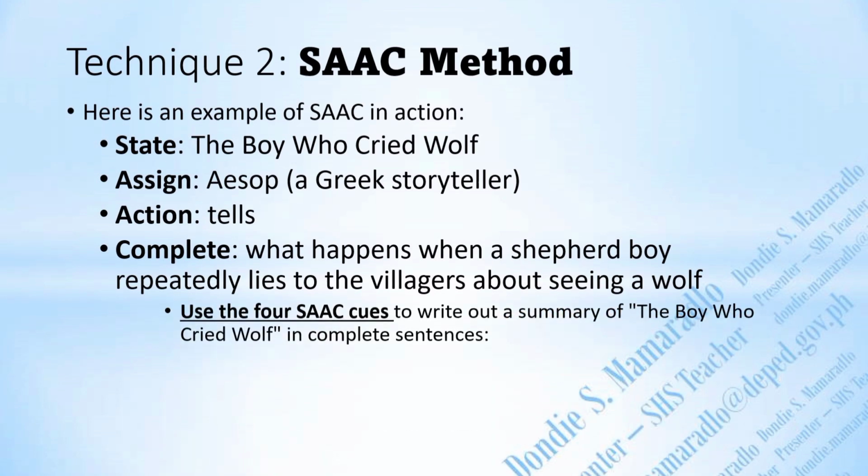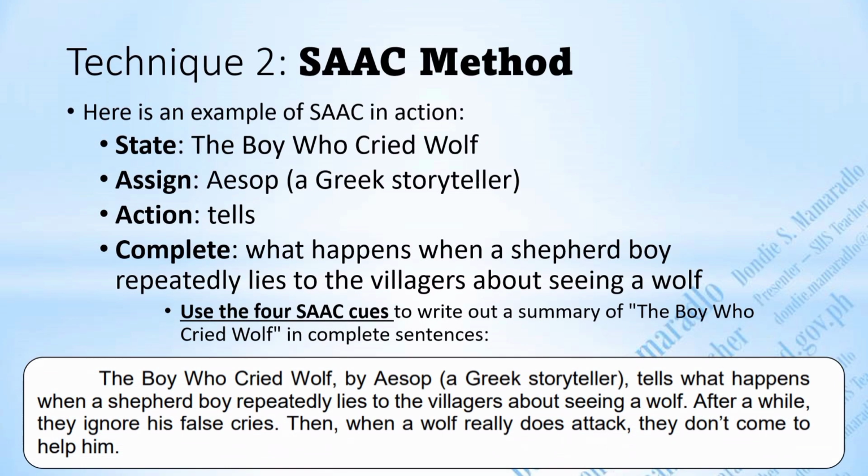Let's put them together to use SAAC to write out a summary of The Boy Who Cried Wolf in complete sentences. This is the summary. The Boy Who Cried Wolf by Aesop, a Greek storyteller, tells what happens when a shepherd boy repeatedly lies to the villagers about seeing a wolf. After a while, they ignore his false cries. Then, when a wolf really does attack, they don't come to help him.